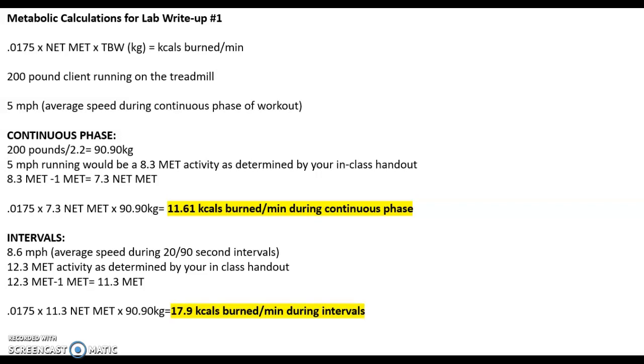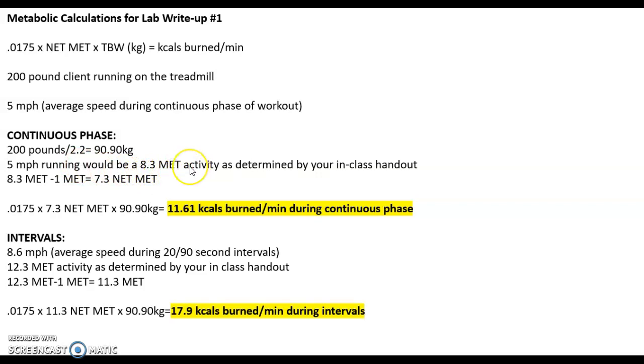So the example I'm using is you have a 200-pound client running on the treadmill. Let's say his average speed during the continuous phase of the workout was 5 miles per hour. So I'm going to take my 200 pounds and divide it by 2.2 to get 90.9 kilograms. And 5 miles per hour of running on a treadmill would be an 8.3 MET activity.